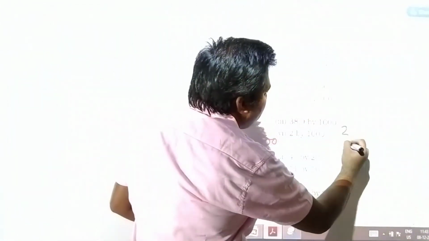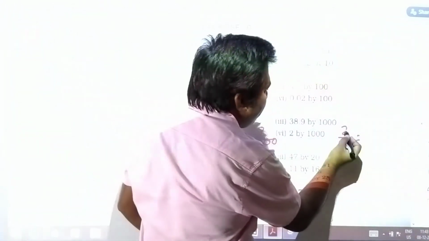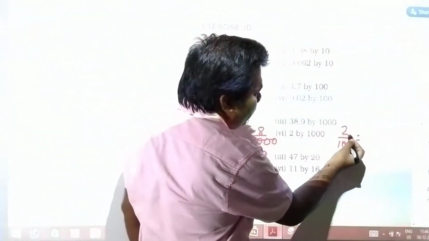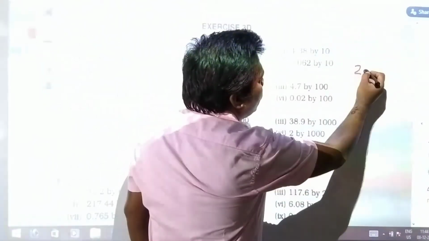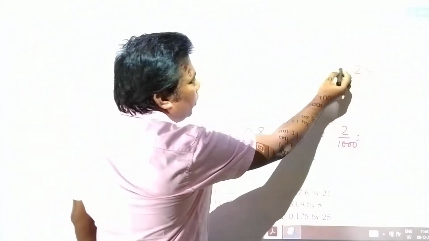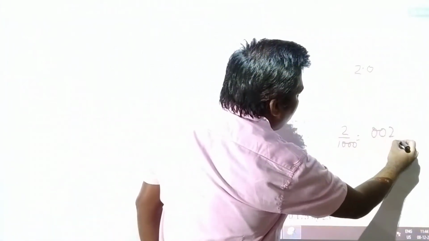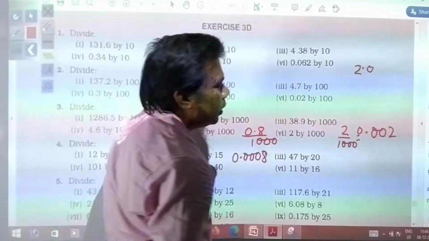Here 2 by 1000 you have. Suppose if 2 by 1000 you have, it means what? 2 means 2.0 you have, 2.0. So 3 places you need to come. So your answer will be 002 and here decimal you will put. This will be your answer.